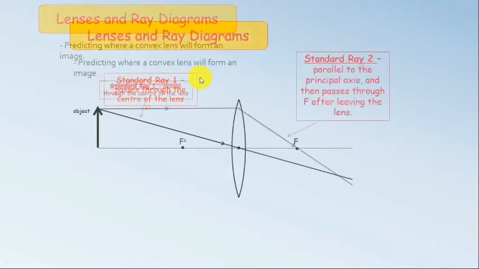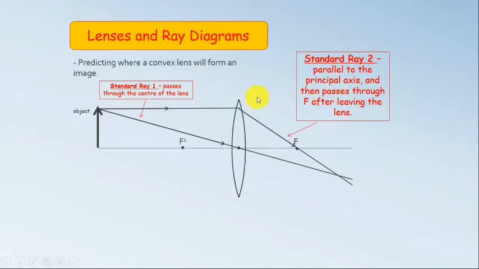Okay, the second one. The second ray is what? Parallel to the principal axis, the same from the top of the object. Then at the end, when it reaches the lens, what do we do? It bends and it has to pass through the principal focus. This is the second ray, parallel until it reaches the lens. After the lens, it will refract and pass through the principal focus.